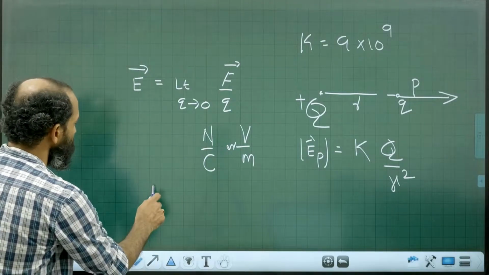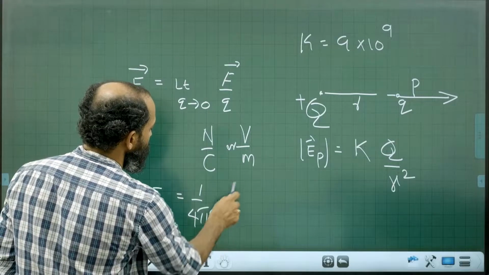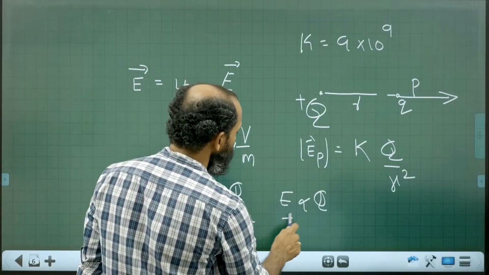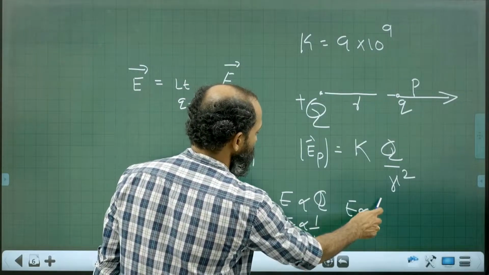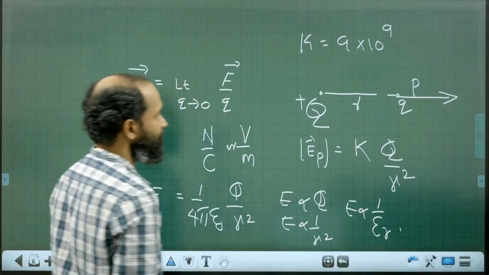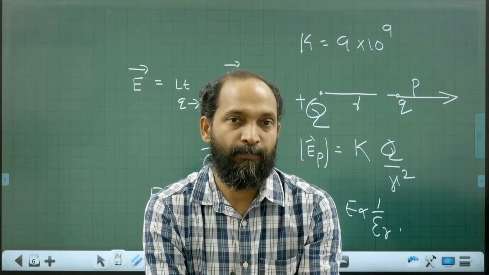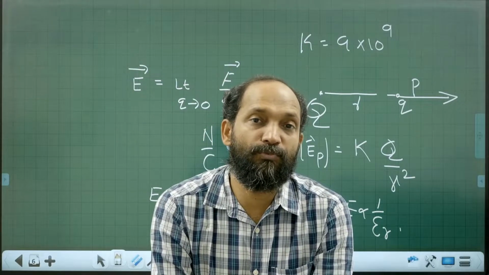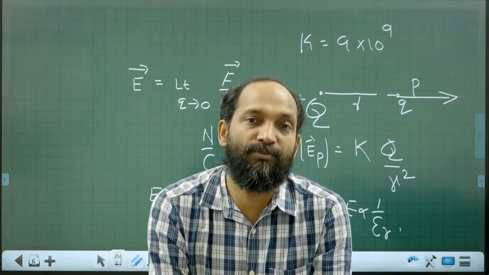So what is the formula for field due to a point charge? 1 by 4 pi epsilon 0, Q divided by R squared. Field is proportional to Q, proportional to 1 by R squared, and also proportional to 1 by epsilon R. That is Coulomb's law for fields. So we have learned Coulomb's law for forces and Coulomb's law for fields. Point charge field: 1 by 4 pi epsilon 0, Q by R squared.